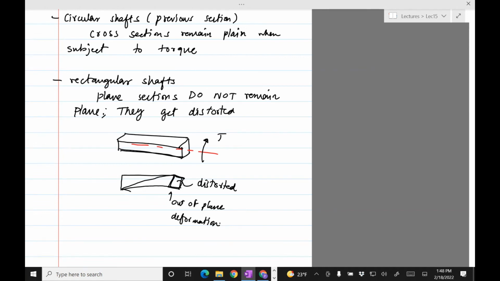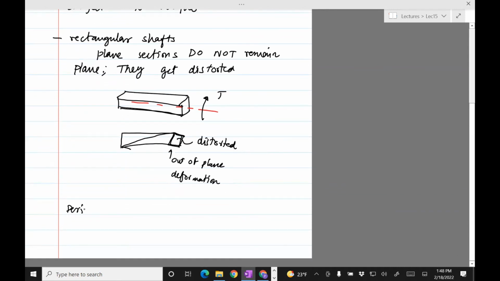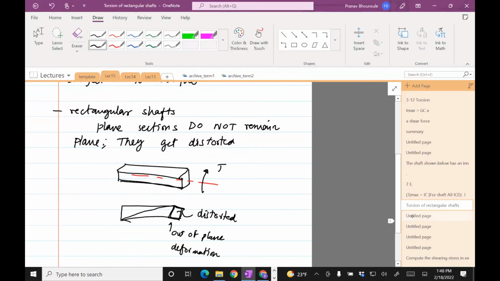Okay, so how do we handle this? There's a way you can compute the maximum shear stress for a given torque and the maximum angle of twist. That derivation is beyond this book. In fact, if you do a higher level course in solid mechanics, they might teach you how to derive that expression. So I'm just going to give you an empirical formula, and that's what we'll use. The derivation for tau max and theta is beyond scope. So we pretty much use a table to compute those two things.